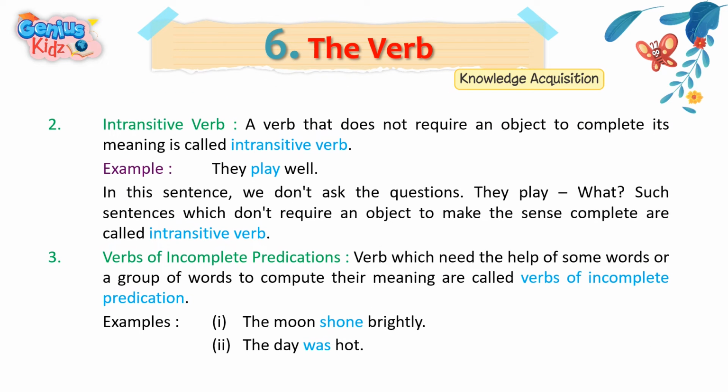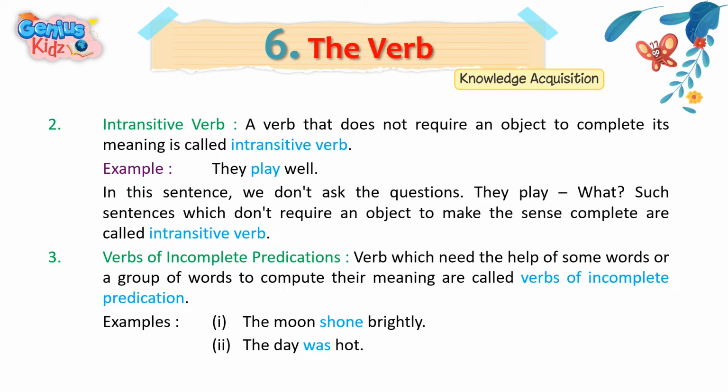2. Intransitive verb. A verb that does not require an object to complete its meaning is called an intransitive verb. Example: they play well. In this sentence, we don't ask the question, they play what? Such sentences which don't require an object to make the sense complete are called intransitive verbs.